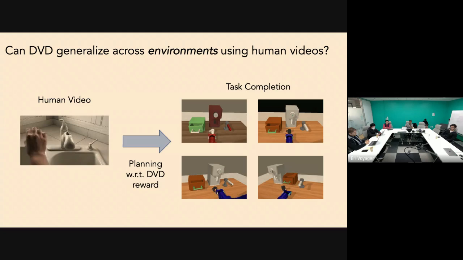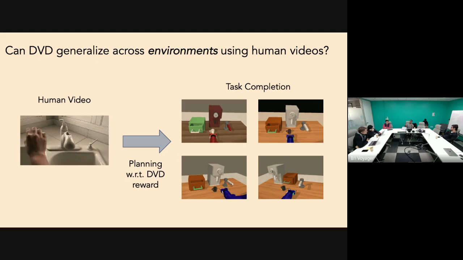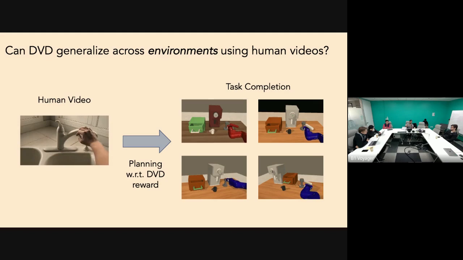Yeah. How do you find the most appropriate human video to be used in this DVD score? Yeah, so in our experiments here, we basically randomly pull a video from the something something data set held out set, and that's what we'll condition on.